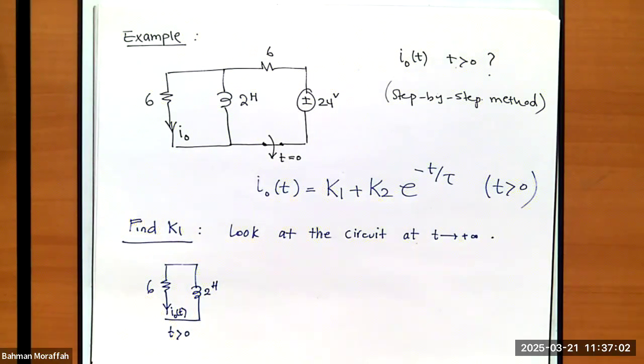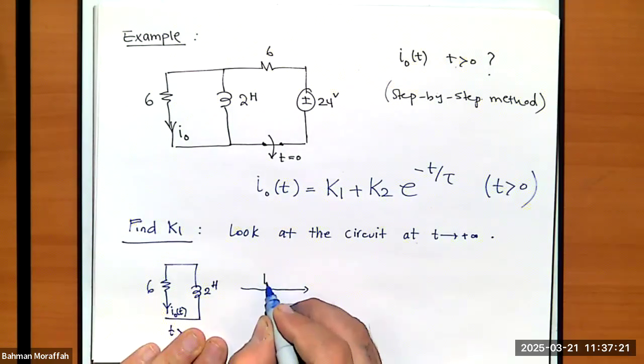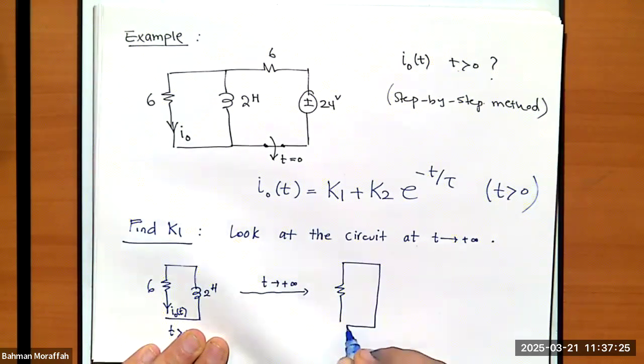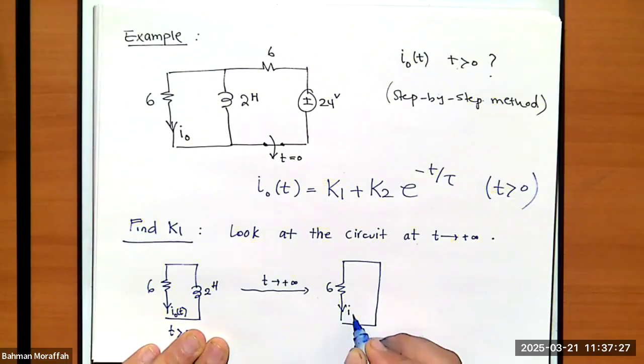But this is not exactly what I'm interested in. What I'm interested in is this circuit at time infinity. What's happening at time infinity? We're in a steady state condition, which means if I have an inductor, I have to replace it by a short circuit. So at time infinity, my circuit becomes this. And this is I naught infinity.